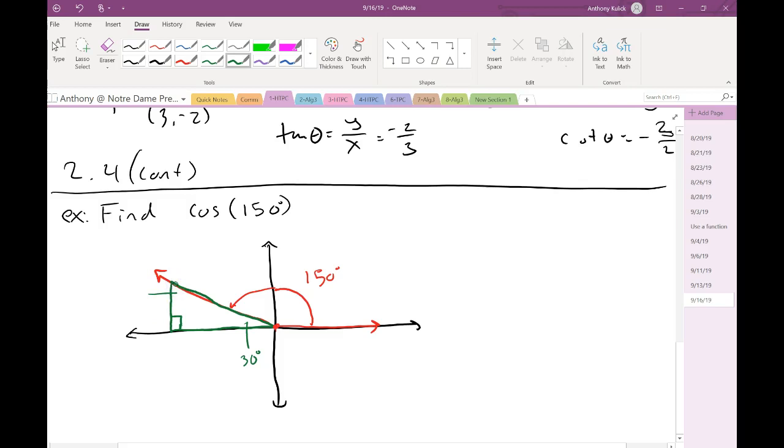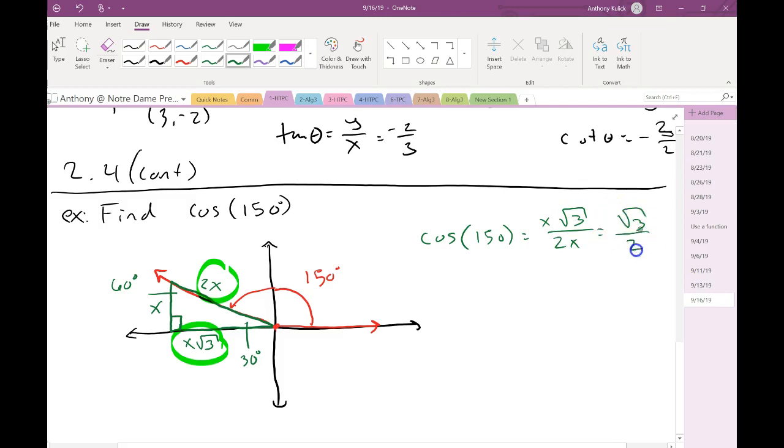This angle over here is 60, and I know the side lengths of a 30, 60, 90 triangle are x, x square root 3, and 2x. So cosine here is going to be adjacent over hypotenuse, or square root 3 over 2. Oops. But there is something wrong with this.